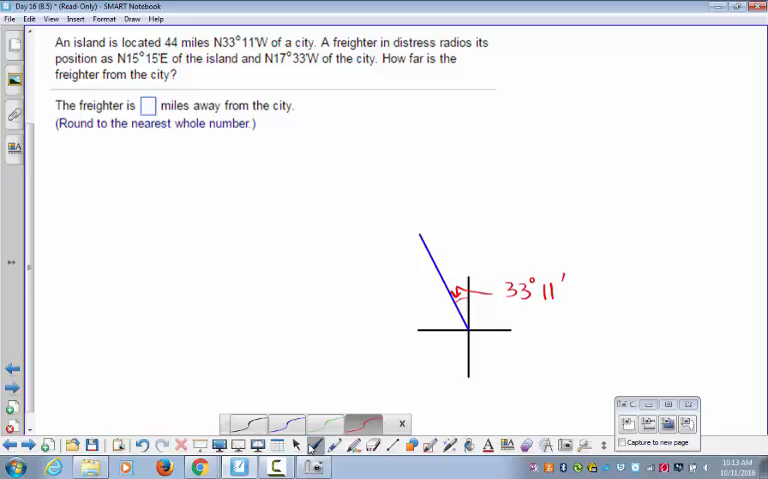Okay. So, city is right here. There's our city. And then here is the island.